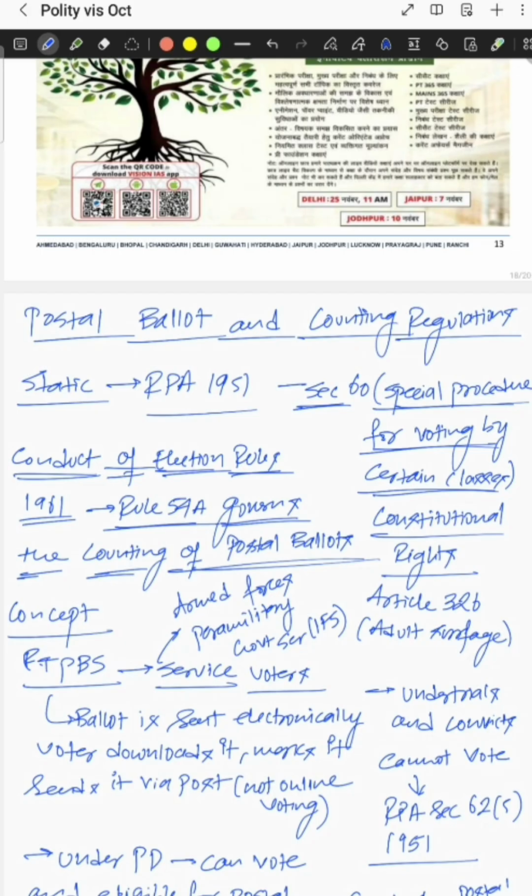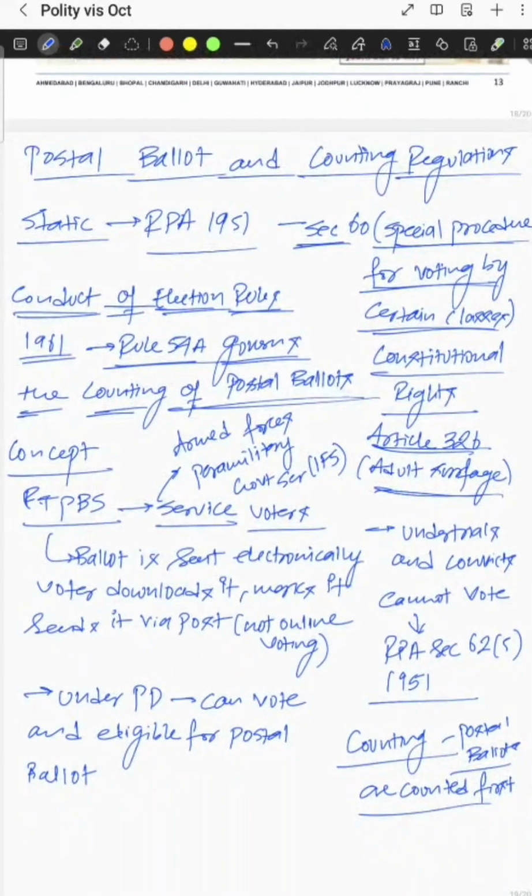Voting is a constitutional right under Article 326, that is adult suffrage. So the concept here is ETPBS, that is Electronically Transmitted Postal Ballot System. What is ETPBS? Actually we send a ballot paper through email. The voter will download it, mark it and send it through post. That is the electronically transmitted postal ballot system.